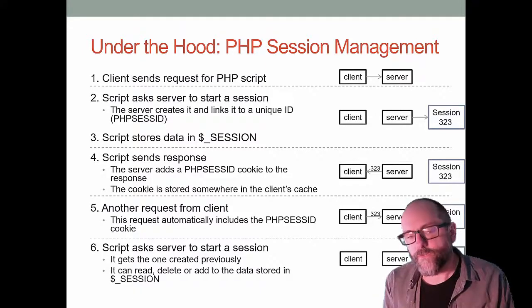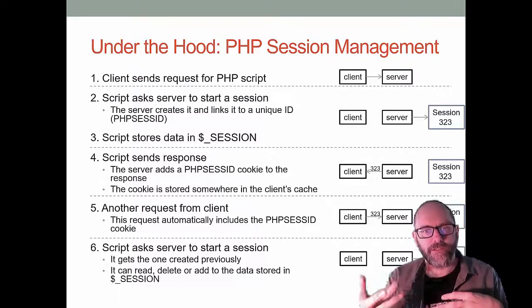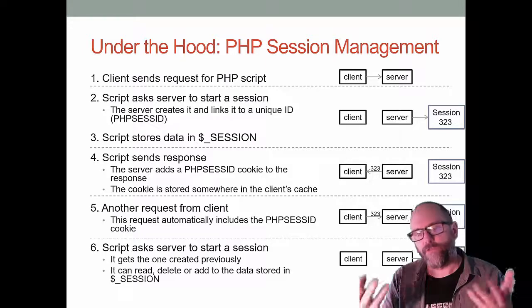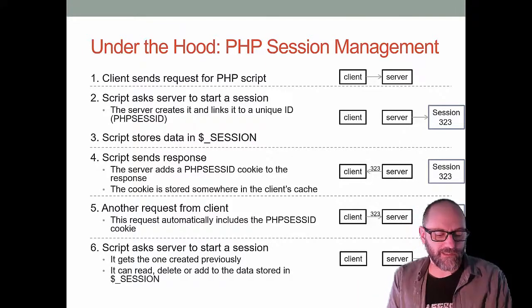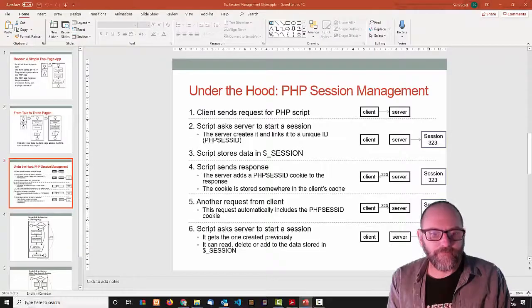So this is how we're going to do it with a 3-page app. The first page receives the request, starts a session, and stores information in the session. Then when the request for the third page comes in, because of the cookie, it's able to link to that session and get the information out of it.